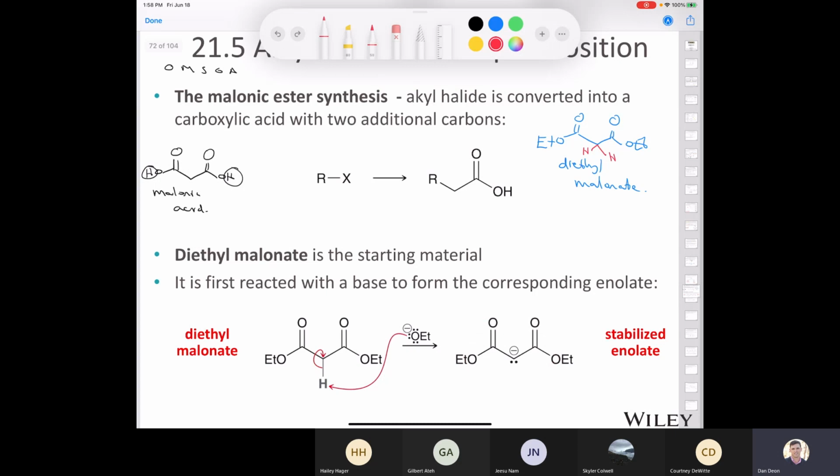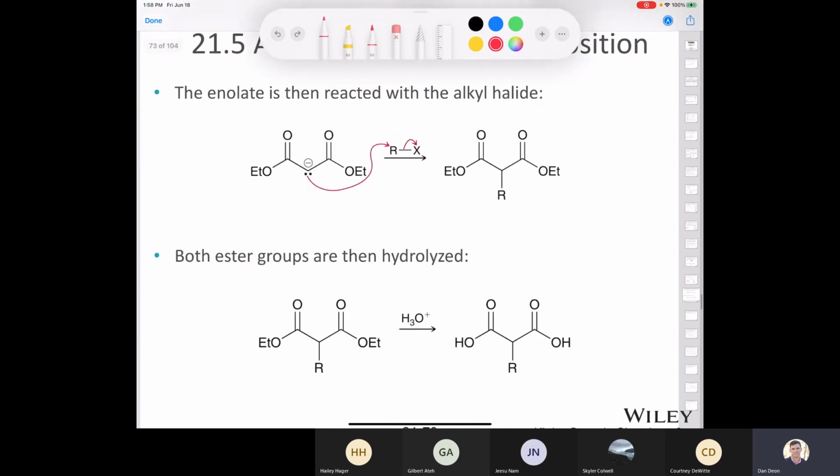Then that doubly stabilized enolate acts as a nucleophile, and your alkyl halide acts as an electrophile. You get your nucleophilic attack and loss of the leaving group, and all you end up doing is putting an R group in between the 2 ethyl ester groups. You get this double alpha carbon, if you will, and you're putting an R group there. And if you're wondering, hey, Mr. Dion, there's a second acidic proton here, could I put another R group there? Yes, you can, and we'll look at examples of that.